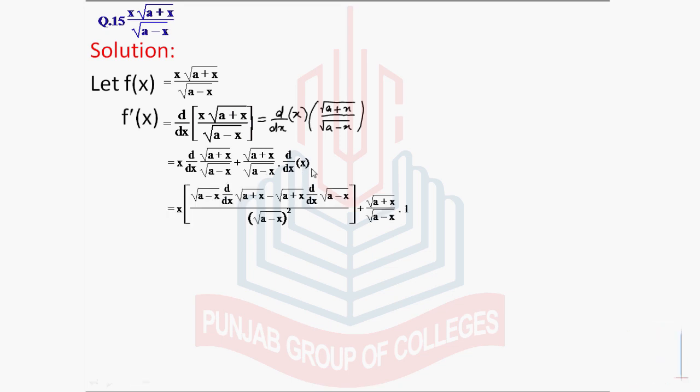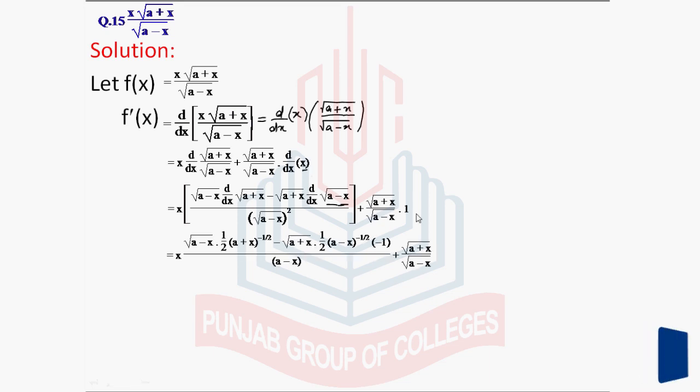So this x is as it is, derivative will apply on this function, and this is of the form f x over g x. So we apply quotient theorem here, exactly the same as we use this technique in question 10 or question number 12. So this will be whole square, this square root a minus x will be as it is, and d by dx square root a plus x minus this square root a plus x will be as it is, and derivative will apply on square root a minus x, plus this portion will be as it is, and derivative will apply on x, which is 1.